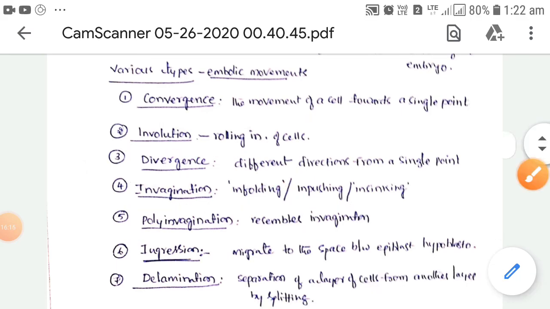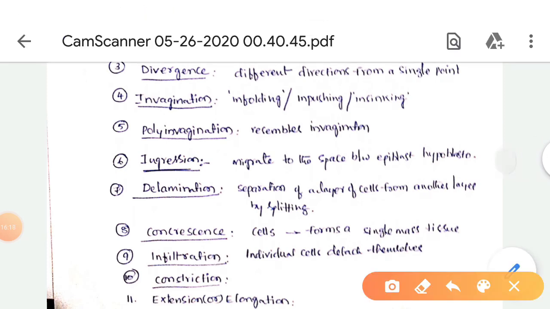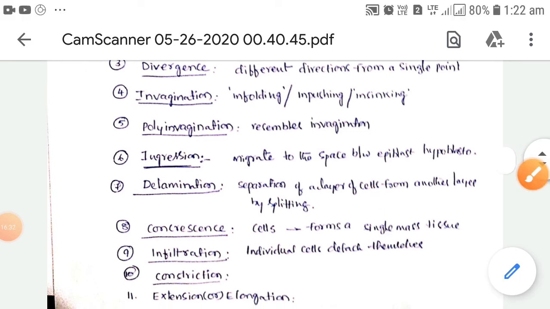And next one, polyinvagination. Polyinvagination resembles the invagination. Here the individual cells or group of cells are involved in this process. And next one, ingression.